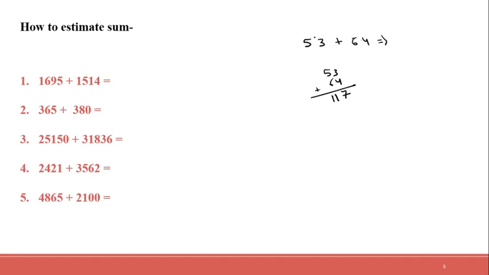Here we will round it off to the nearest tens, so it will become 50, and we will round this off to the nearest tens, so it will become 60. So we can say that the number will lie somewhere near 110. The actual number is 117 and it is somewhere near 110. Got it? This is how we estimate a number.